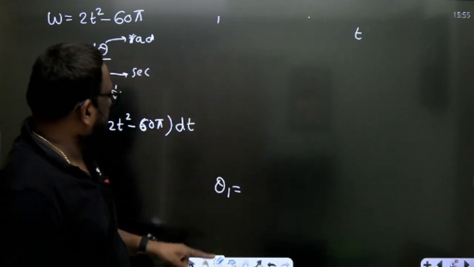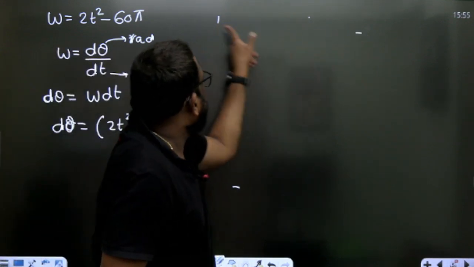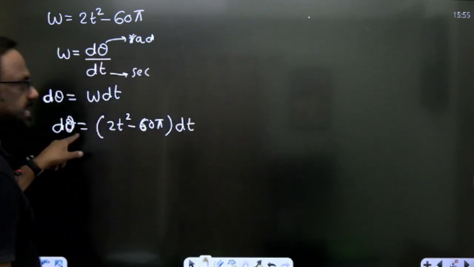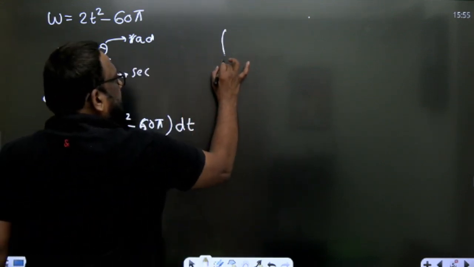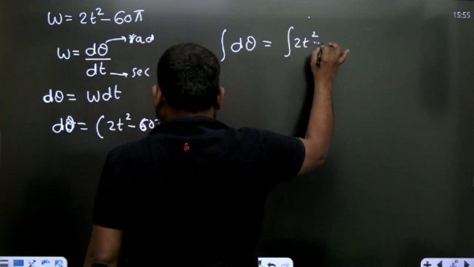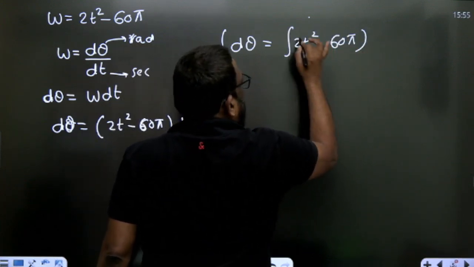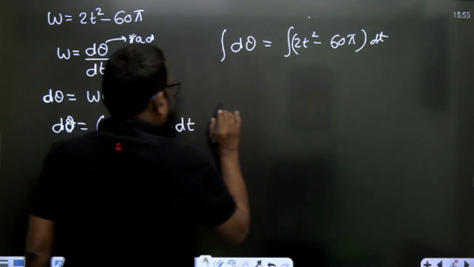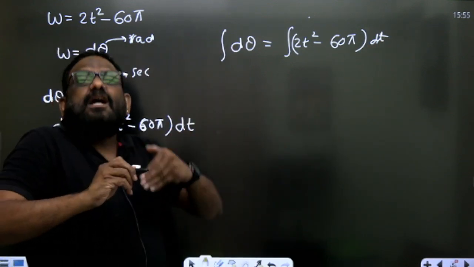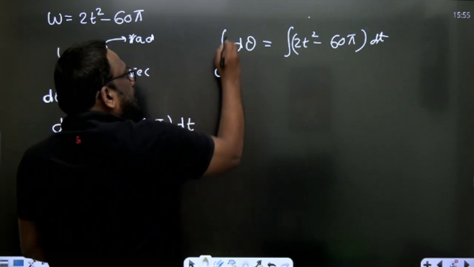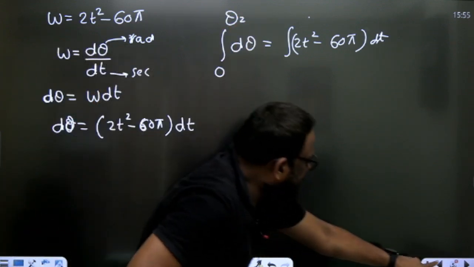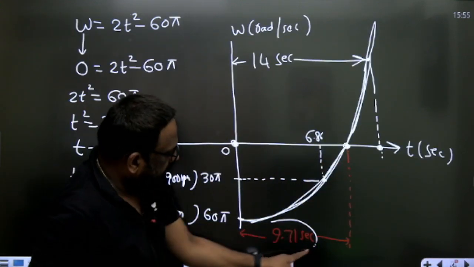Let me remove this. देखिए, अब क्या करेंगे? Now I want the second case, so इसको इंटीग्रेट करेंगे सर। dθ is equal to 2t² minus 60π into dt. इसको इंटीग्रेट करो, कहां से? Now I will calculate. So अब स्पीड जीरो होगा, जीरो से काउंटर क्लॉकवाइज। लेकिन जीरो कब रीच हुआ? It reached zero speed at what time?